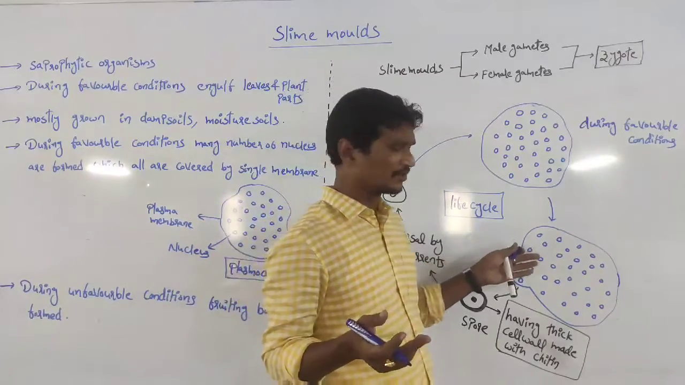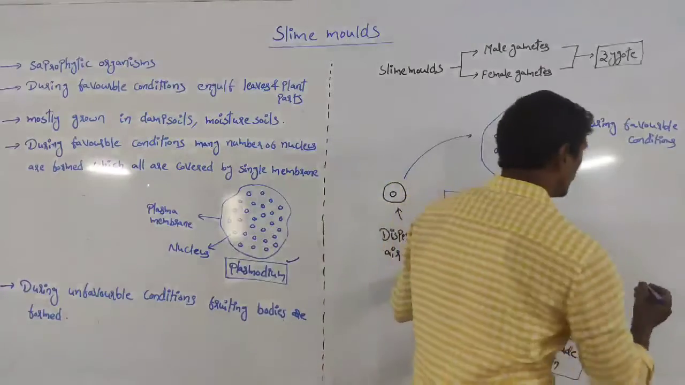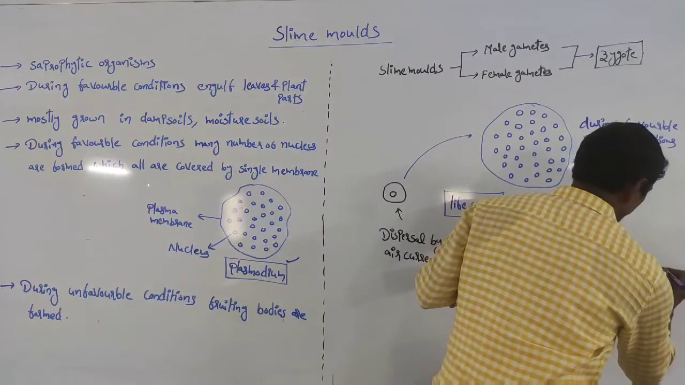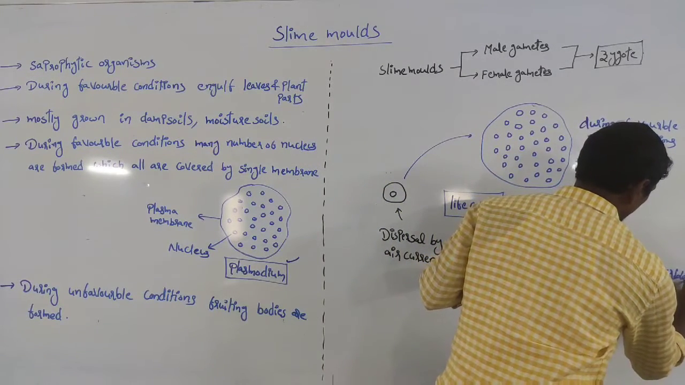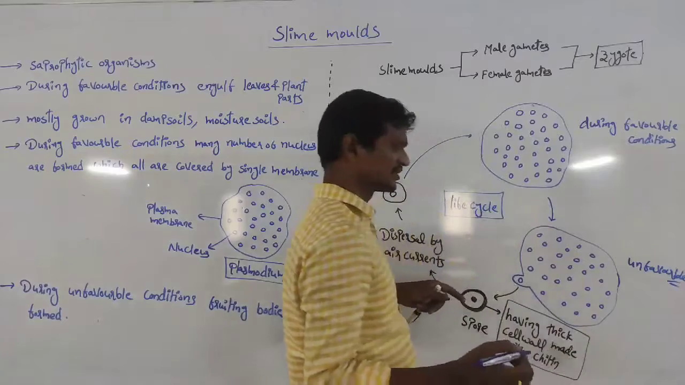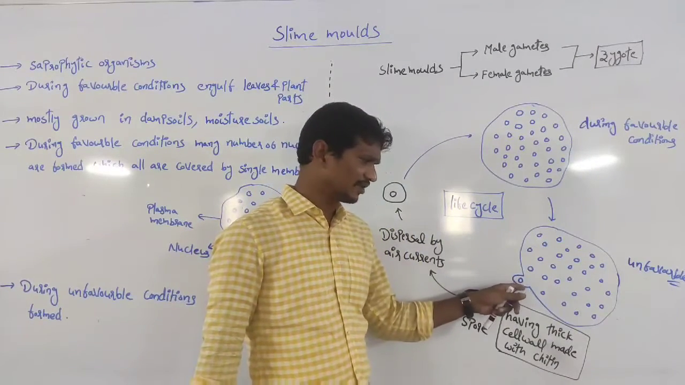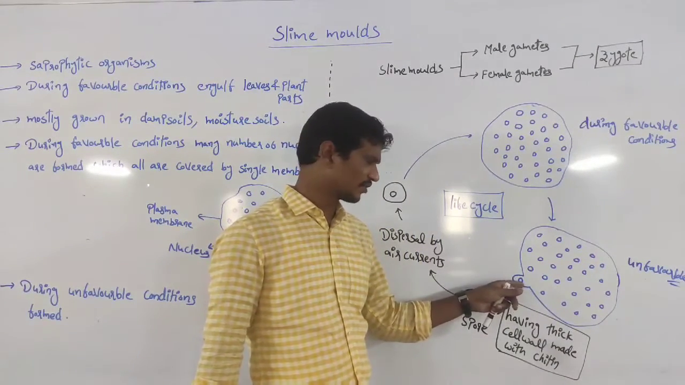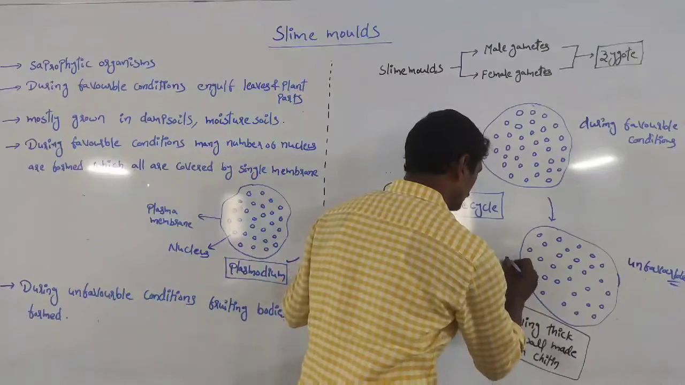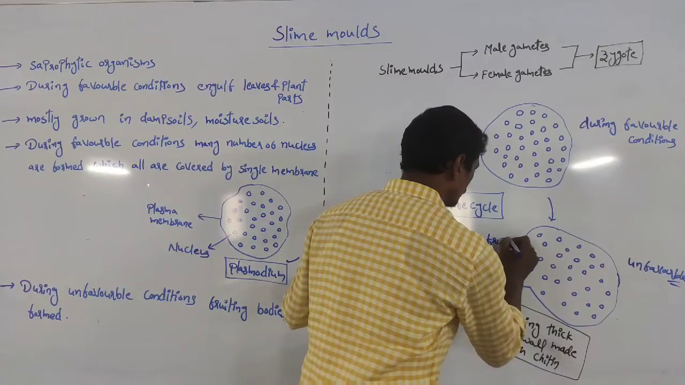And once unfavorable conditions are entered, during unfavorable seasons, that organism forms a spore structure. This is nothing but the fruiting body.